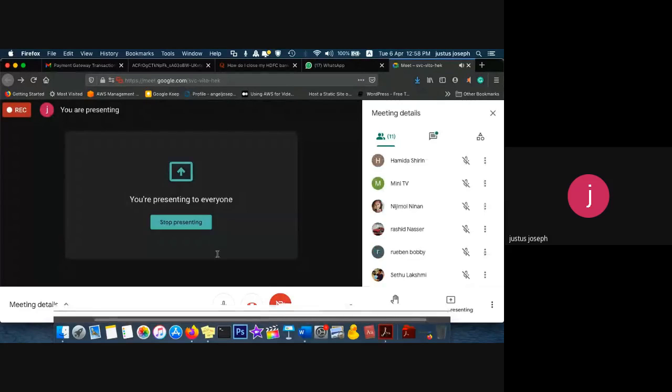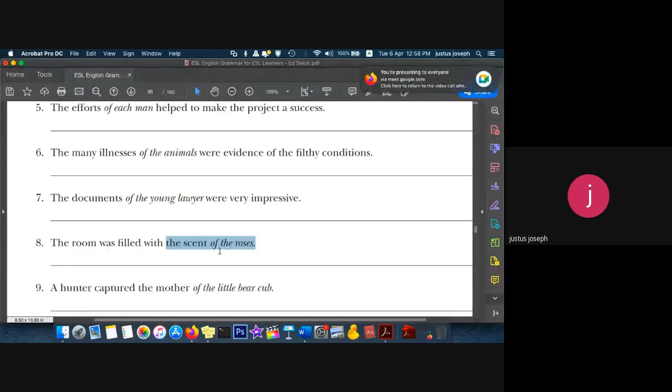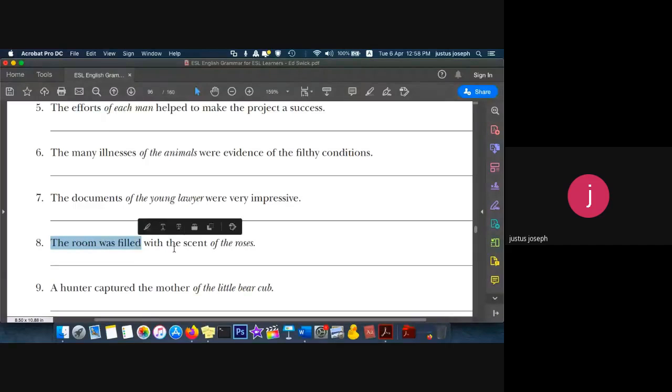So what is okay? Nothing is okay, right? Let's correct it. You have changed the structure of the sentence. You started the sentence with the scent of the roses, right? We have to start with the room was filled with. That should not change. First thing is that: the room was filled with roses scent.